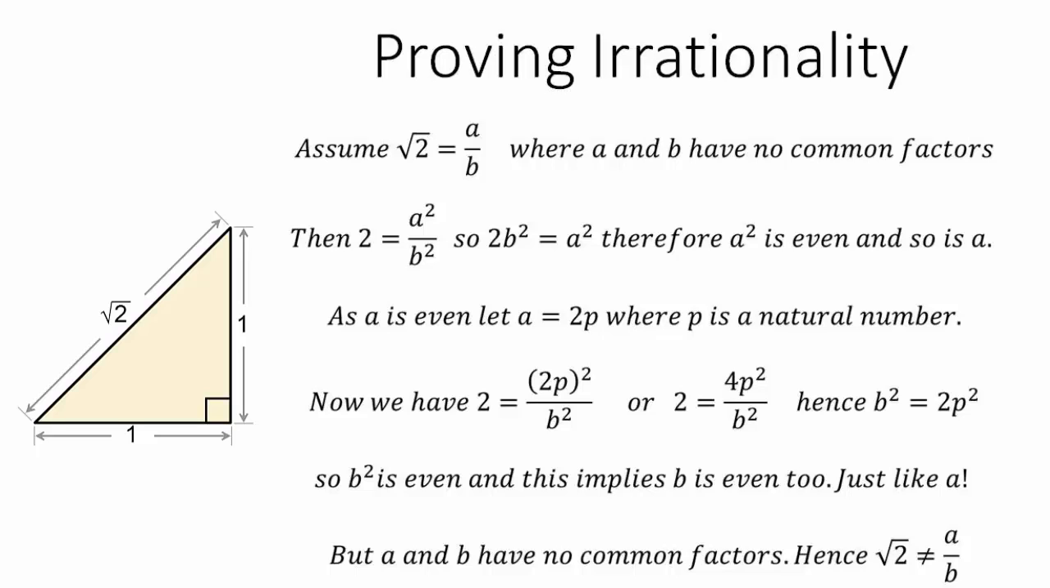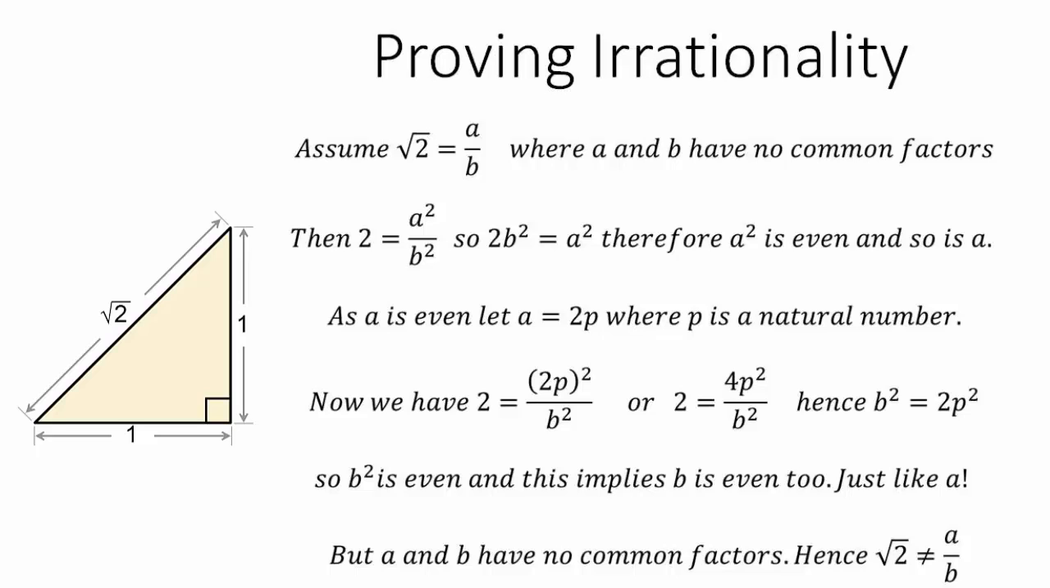The algebra in it isn't too difficult. We simply square both sides of the equation, ending up with 2 equals a squared over b squared. Rearrange it so we can see that a squared is double b squared, and if a squared is double a whole number, it must be even itself. Now think about it for a little bit longer and you'll realise any even number which is square, if you square root it, it must be even.